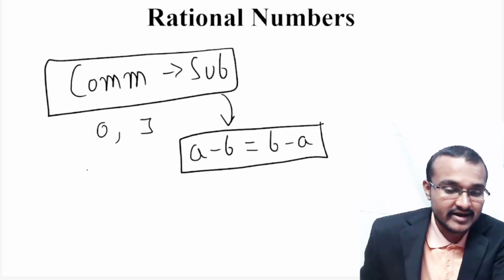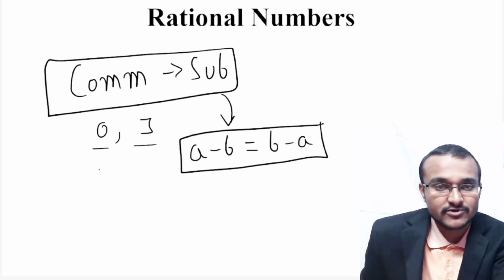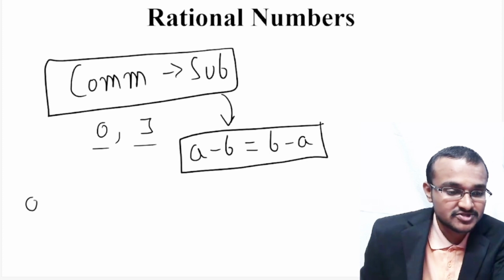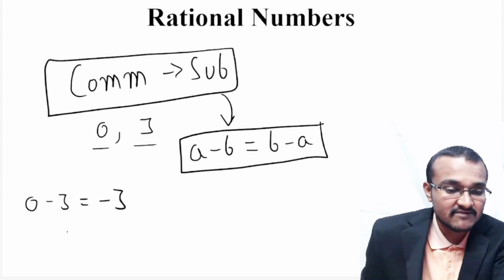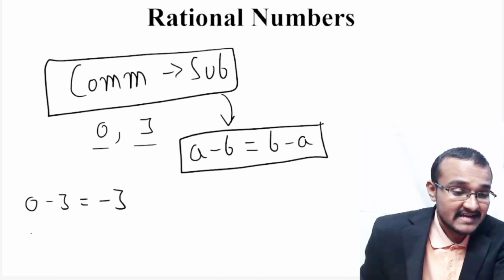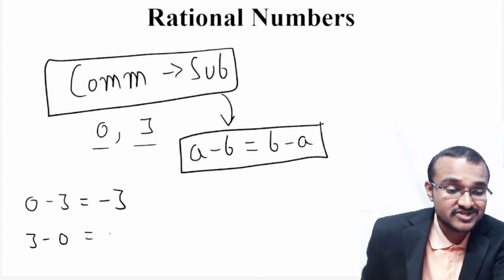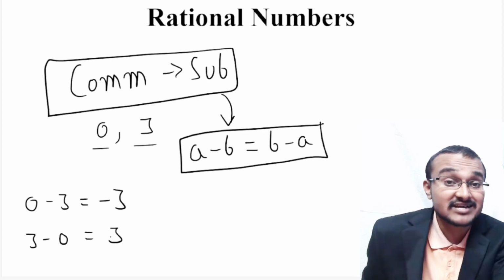Now let us take 0 and 3 as our whole numbers and test whether this equation is satisfied or not. So 0 minus 3, like a minus b. I will substitute a as 0 and b as 3. So 0 minus 3 will be minus 3. Whereas when you interchange 0 and 3, it will become 3 minus 0. So 3 minus 0 is actually plus 3.